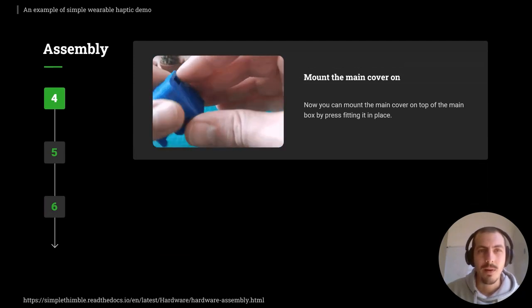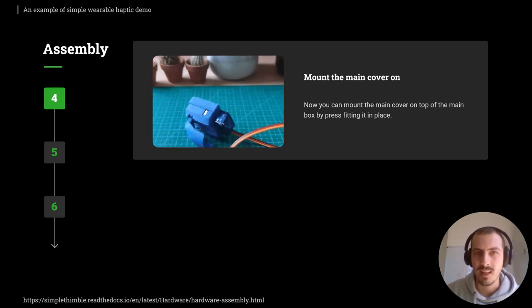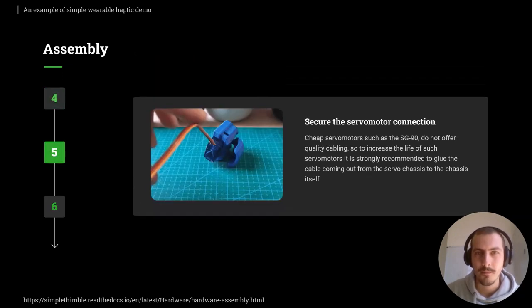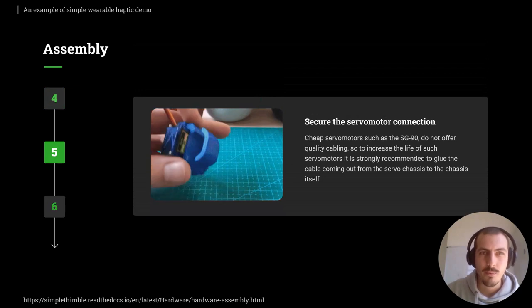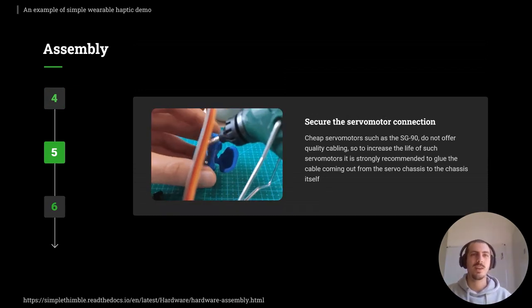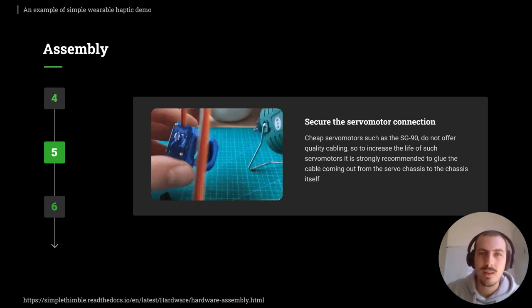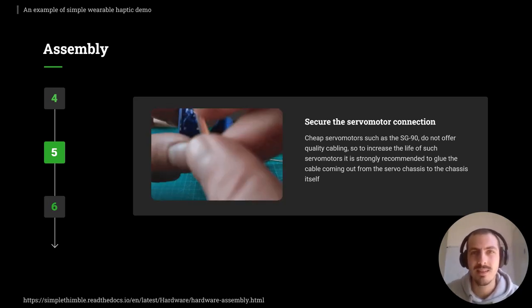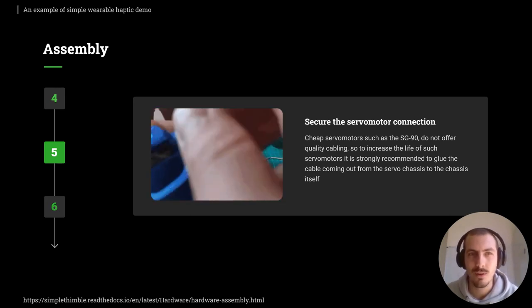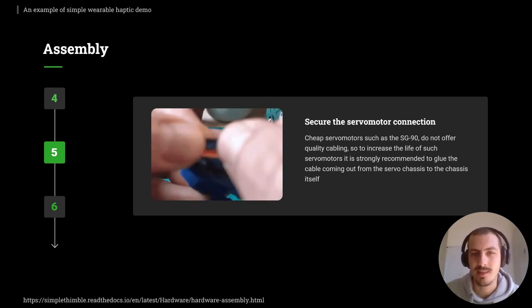Now you can mount the main cover on top of the main box by press fitting it in place. And in this step, we secure the servo motor connection. Cheap servo motors such as SG90 do not offer quality cabling, so to increase the life of such servo motors, it is strongly recommended to glue the cable coming out from the servo chassis to the chassis itself.